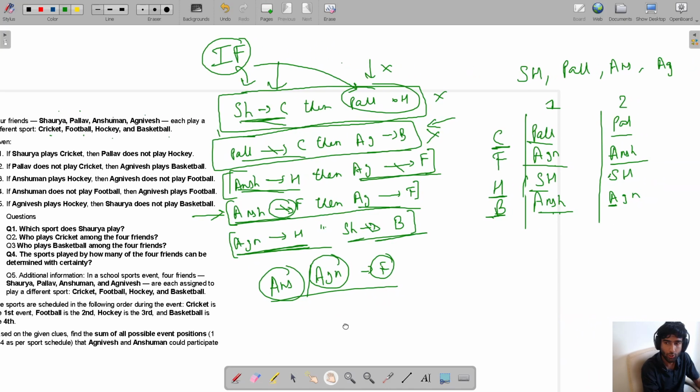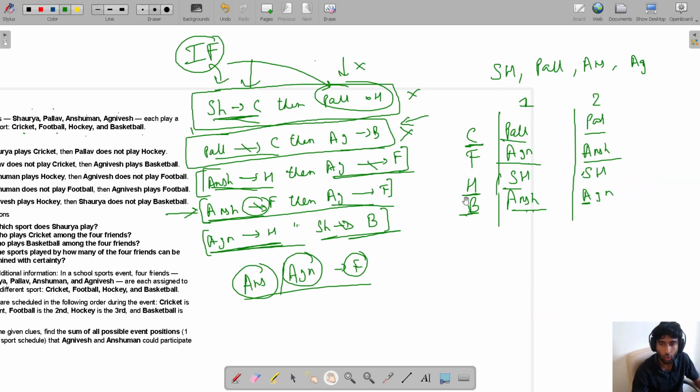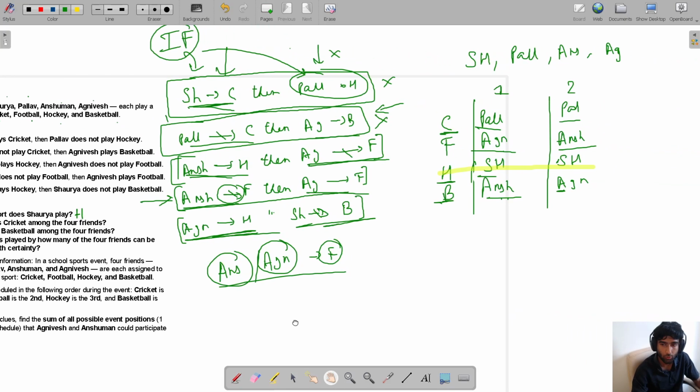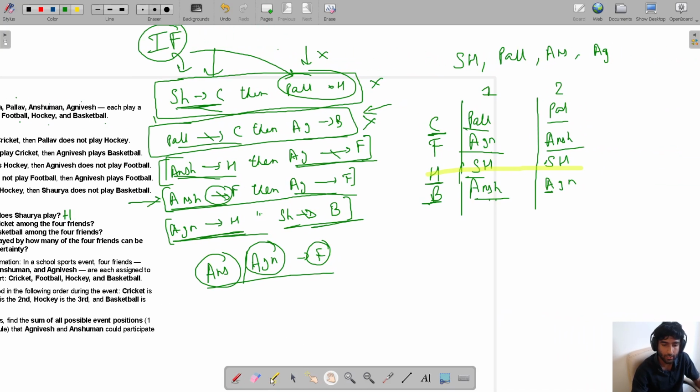Which sport does Shaurya play? Shaurya plays hockey, right? That is what I have found out. So my answer to the first question is hockey. Who plays cricket among the 4 friends? Pallav plays cricket among the 4 friends. You can see that right here.